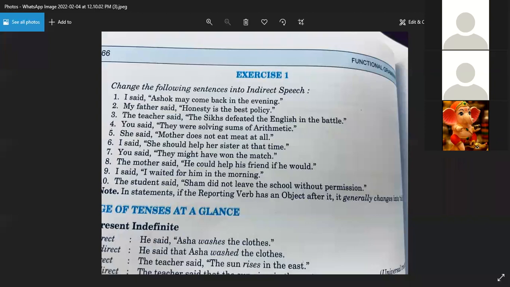So, second one: I said to him, uneasy lies the head that wears the crown. I told him that uneasy lies the head that wears the crown. Why is there no change? Because it is a proverb. What is the meaning of this proverb? Uneasy lies the head that wears the crown.